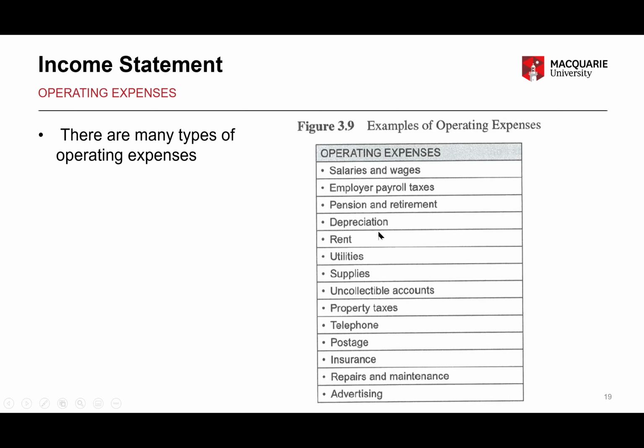Depreciation. Now, depreciation's an important one. This is trying to calculate how much of our non-current assets we've used up over the period. Right, so that's something we'll look at more later on. Things like rent, utilities, which are normally electricity, gas, water. We've got supplies that we've used up, uncollectible accounts, or otherwise known as bad debts if our customers don't pay. Various kinds of taxes here, telephone, postage, insurance, repairs, advertising. So all sorts of different expenses that we might come across.